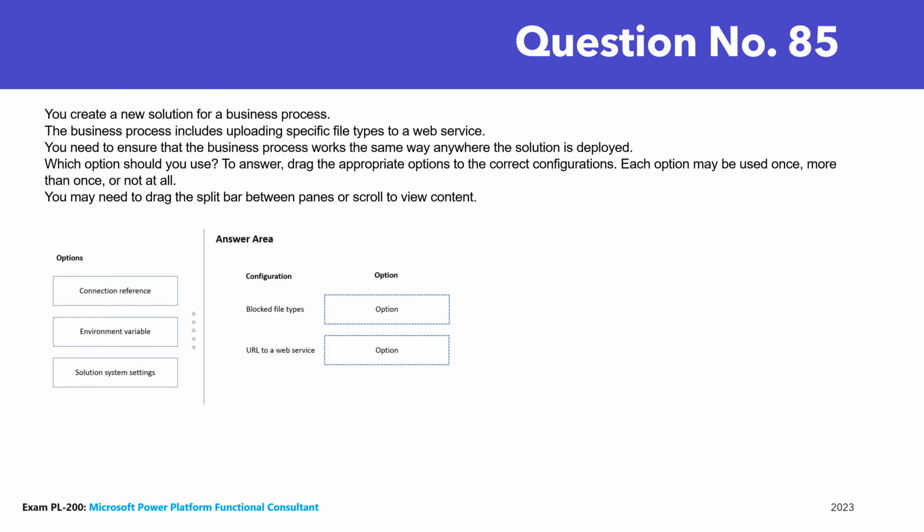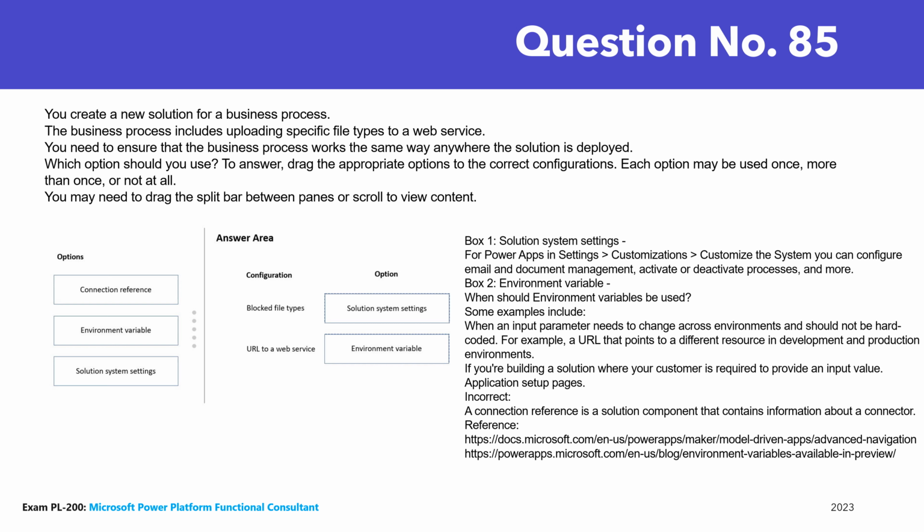Component: web roles. You create a new solution for a business process. The business process includes uploading specific file types to a web service. You need to ensure that the business process works the same way anywhere the solution is deployed. Which option should you use? To answer, drag the appropriate options to the correct configurations. Each option may be used once, more than once, or not at all. You may need to drag the split bar between panes or scroll to view content. Configuration: blocked file types. Option: Solution System Settings. Configuration: URL to a web service.